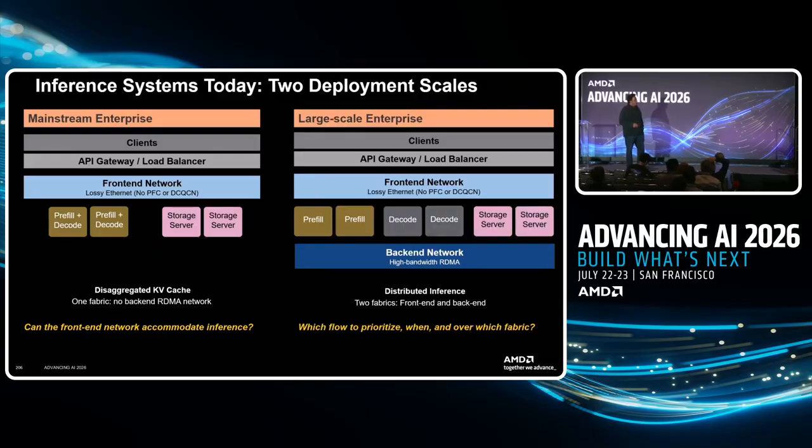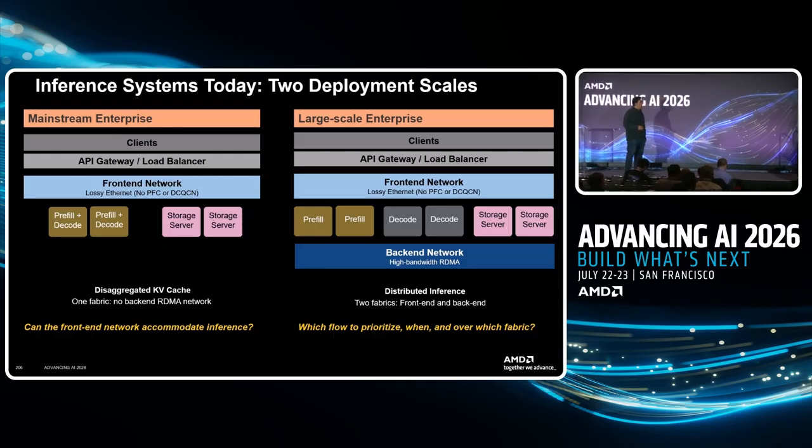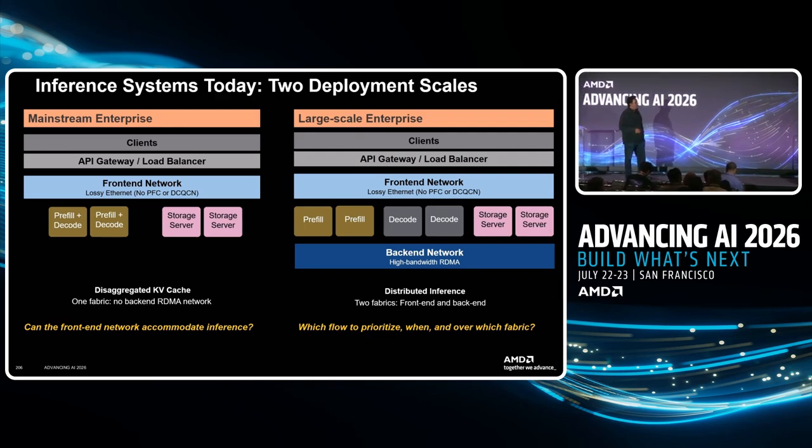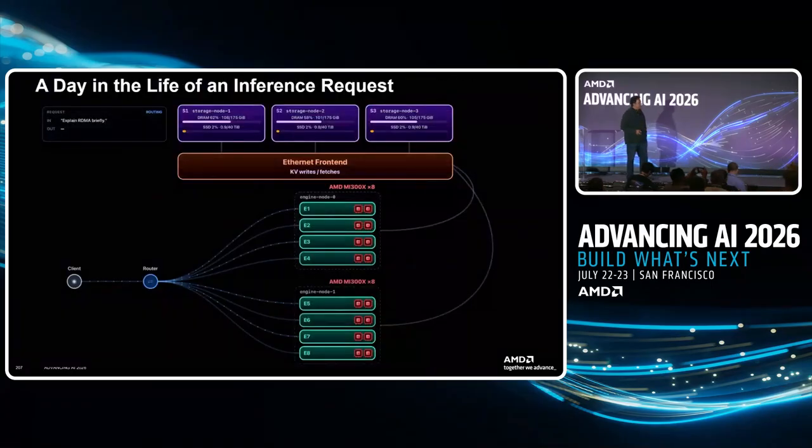And the second one I'm going to call large-scale enterprise. Here, prefill and decode are disaggregated. It's getting more common, certainly as sizes have grown. And here, you have the ability to use the back end as well as the front end. And the question is, can we do this? And in that case, which flow would you want to send on what network, and how do you prioritize it? Okay? And so those are the topics of this talk.